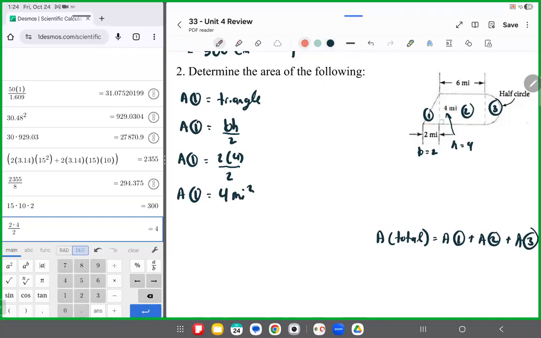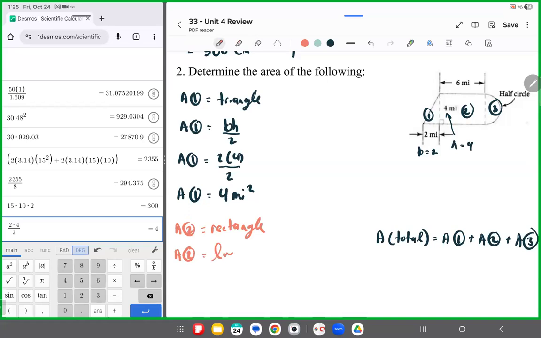The second shape, A2, perhaps we can write the number 2 a bit neater. A2 is a rectangle. So the formula for the area of a rectangle, again, if you're ever not sure, just pull out the formula sheet or the notes from last time to help you. Not just on this one, but on all of them.